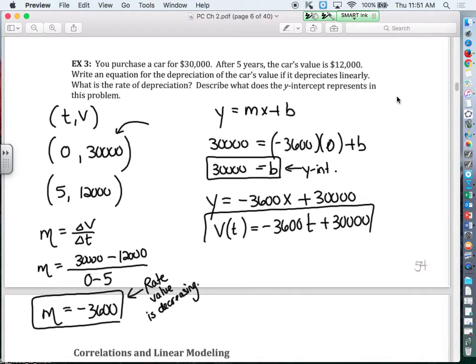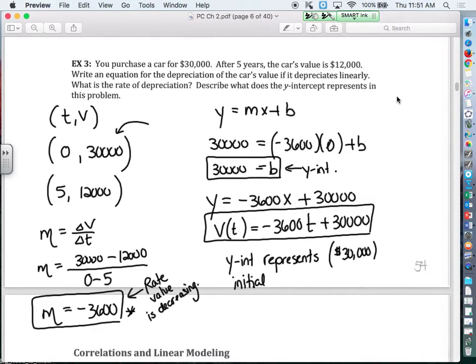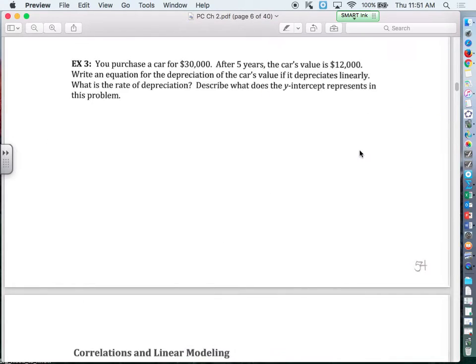All right, just using the variables that we started with. And then what's the rate of depreciation? We talked about that. That was the slope. And then what does the y-intercept represent? That's the 30,000. That's the initial value of the car. Right, so the value of the car when time is 0. So you'll see a few problems like that, and that's basically it. You have to pull the points out of the problem there.